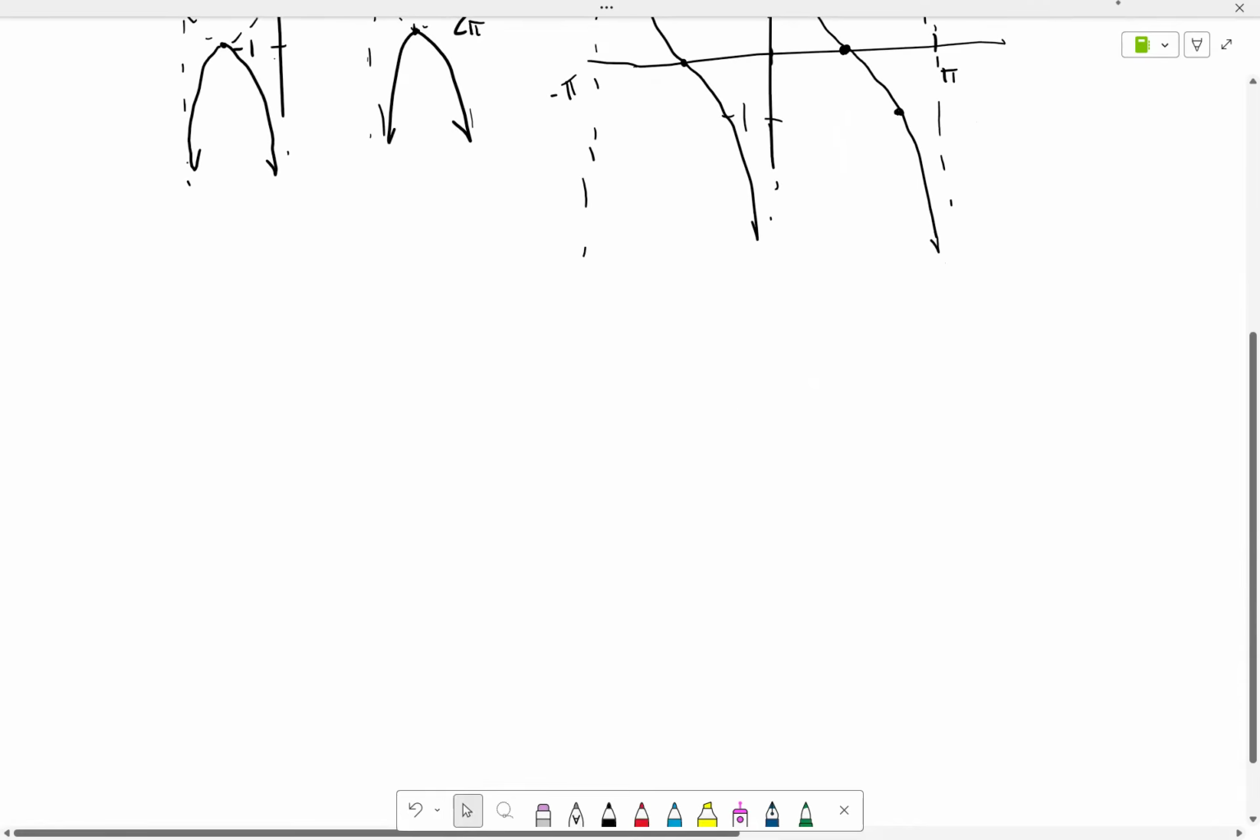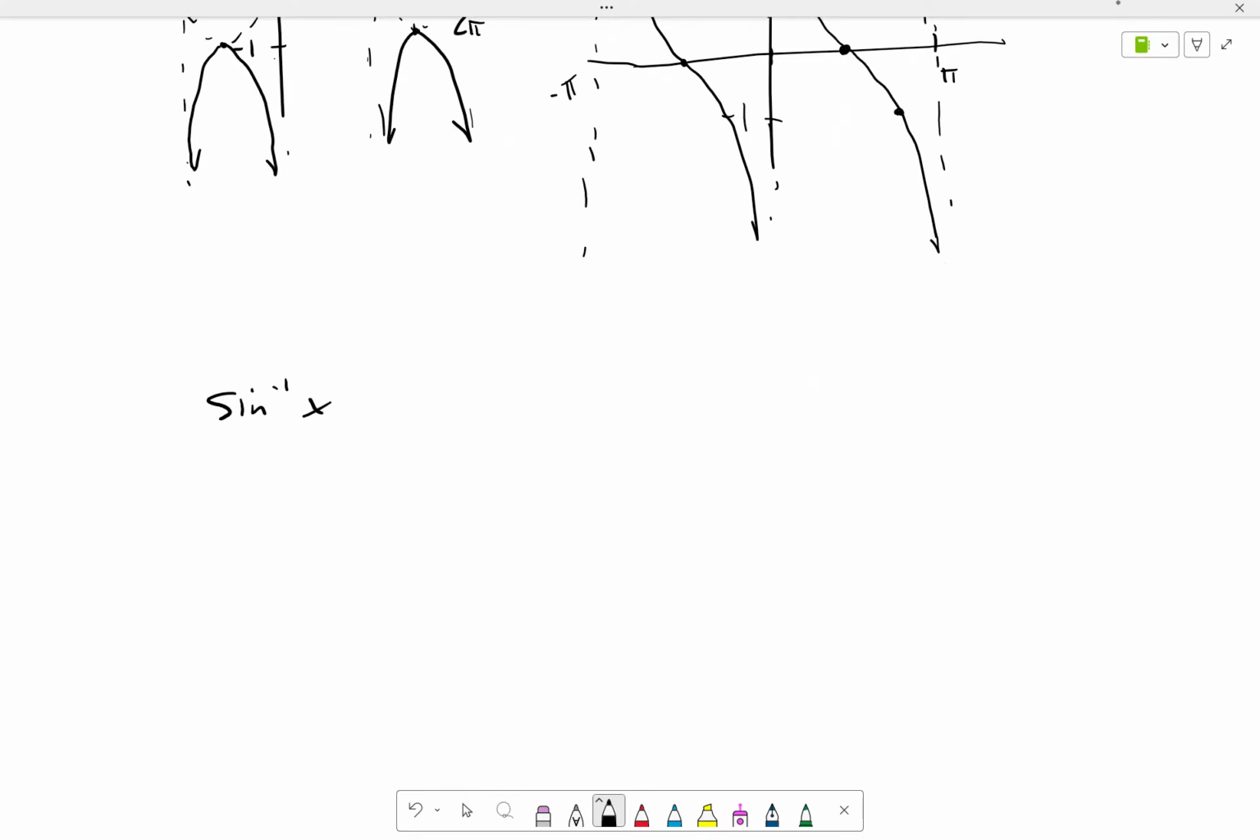Let's talk about where the inverse trig functions live. How many inverse trig functions are there? Are there only 3? There are 6. We've only talked about 3 of them. I think you know where all 3 live, don't you? Like for sine inverse x, can you show me where sine inverse x lives?